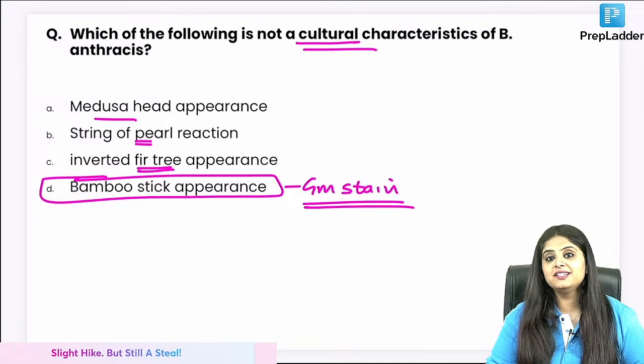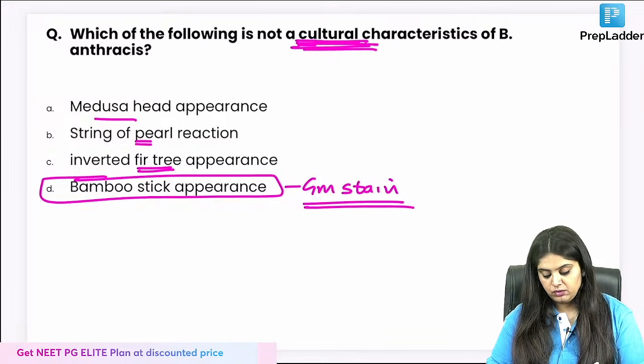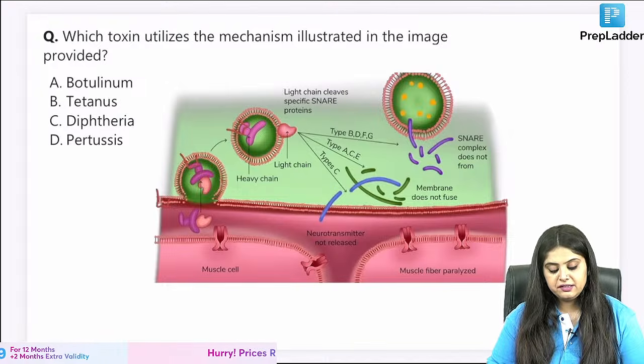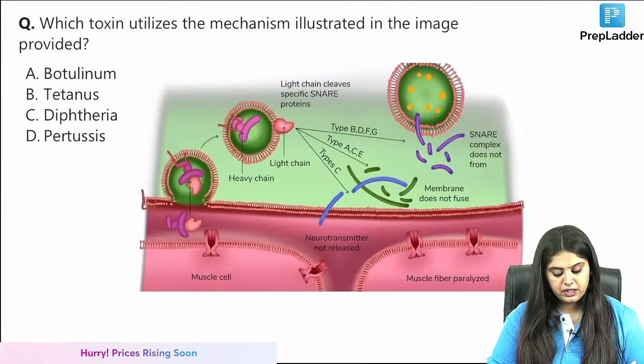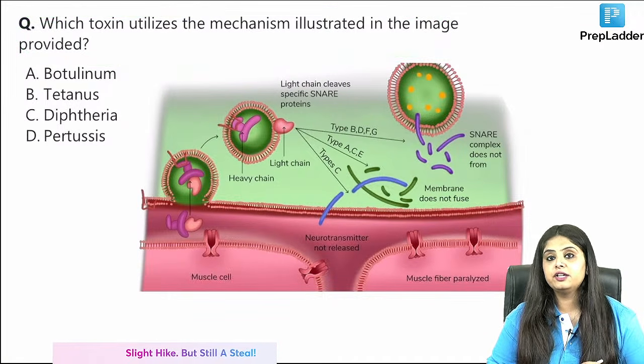So sometimes everything is right, but you have to select. Read again कि पूछा क्या था. D is on gram stain. Okay, perfect. Moving on to the next question that you see over here. Which toxin utilizes the mechanism that has been illustrated over here? Which toxin is going to utilize the mechanism that has been illustrated here?